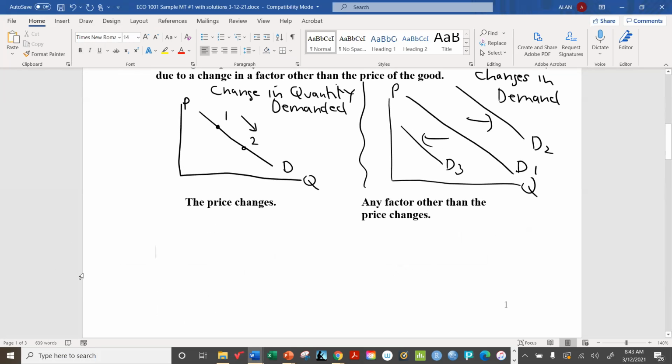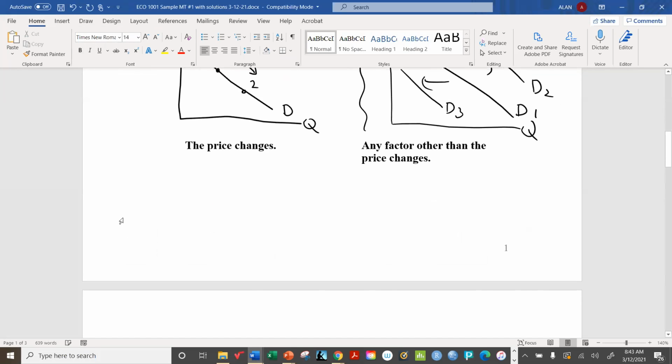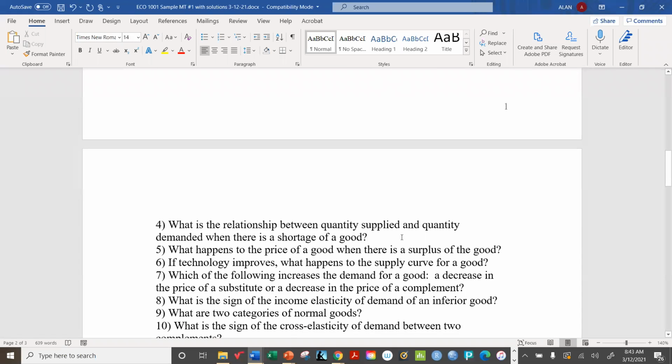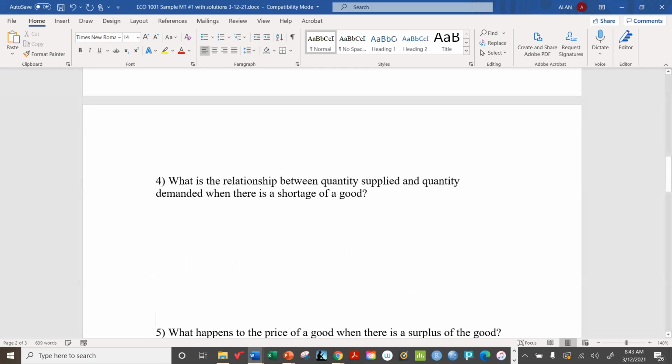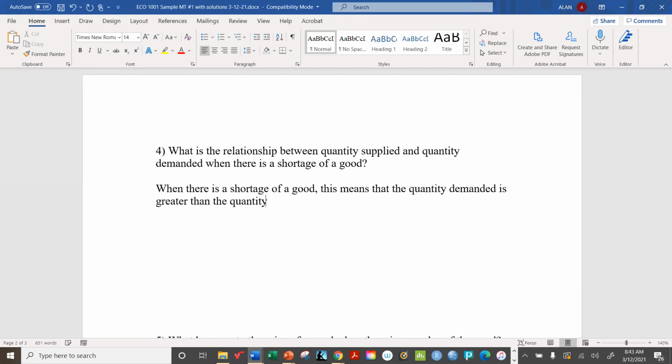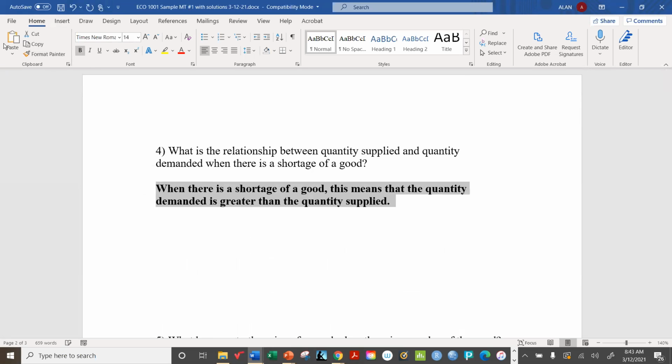All right, now, how about this next one? What is the relationship between quantity supplied and quantity demanded when there is a shortage of a good? Okay, when there is a shortage of a good, this means that the quantity demanded is greater than the quantity supplied. Again, you don't have to draw a picture because it doesn't ask for one, but I'm going to anyway, just because I want to remind you what this looks like.